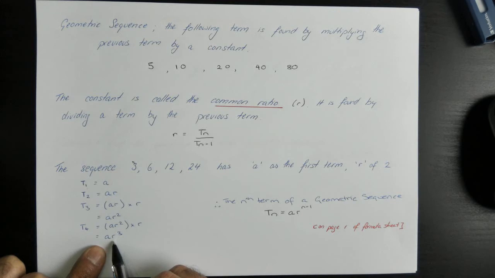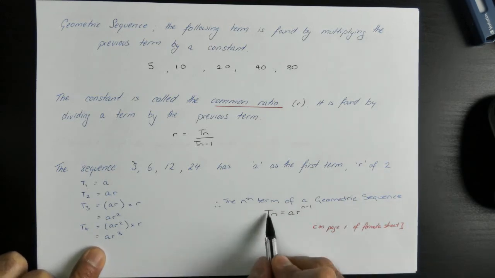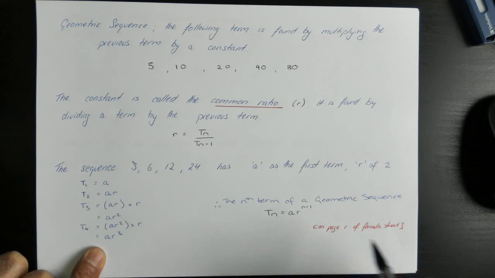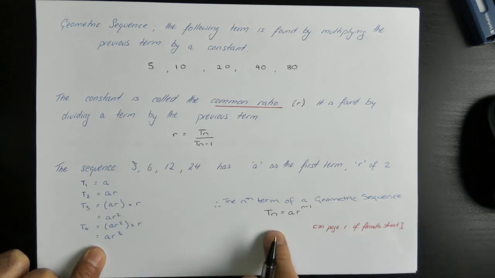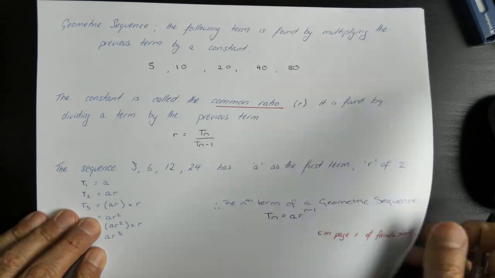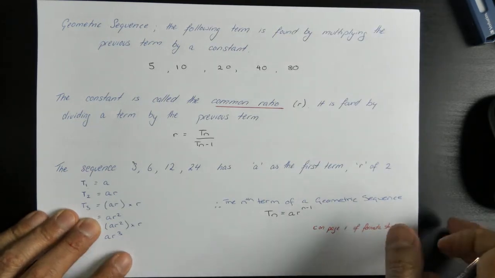cubed. So to find the nth term of a geometric sequence, Tn is AR to the power of n minus 1. And this formula is on our formula sheet. So Tn is the first term multiplied by the common ratio to the power of n minus 1.